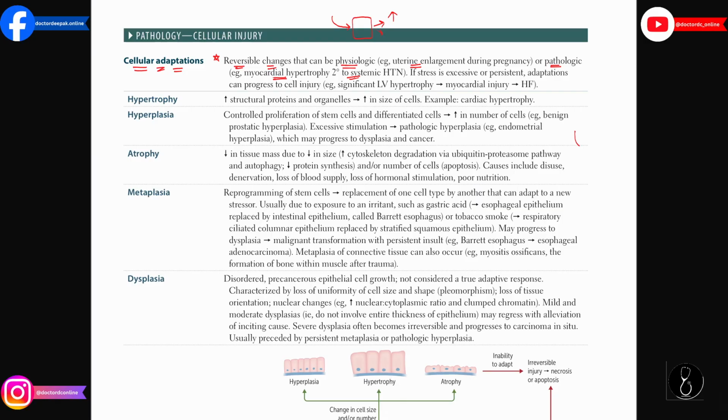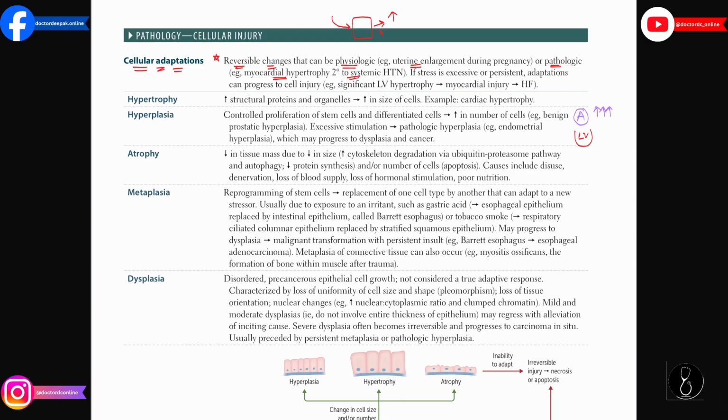Let's suppose this is your left ventricle, and we know that in front of the left ventricle there is the aorta. In case of systemic hypertension, we know that the vascular resistance in the aortic vessel is increased. If the systemic vascular resistance is increased, it is a kind of stress on the left ventricle. When the resistance is more in the aorta, the left ventricle has to work more. So the left ventricle will go through certain changes. It will undergo hypertrophy.